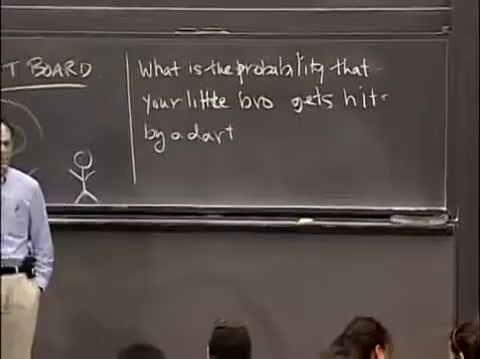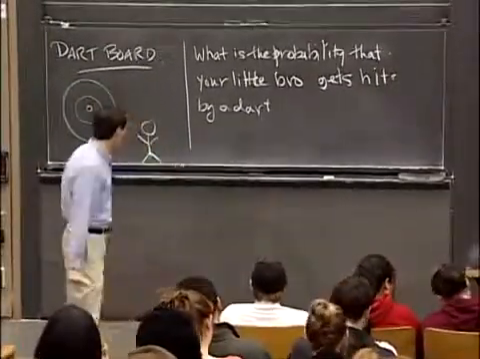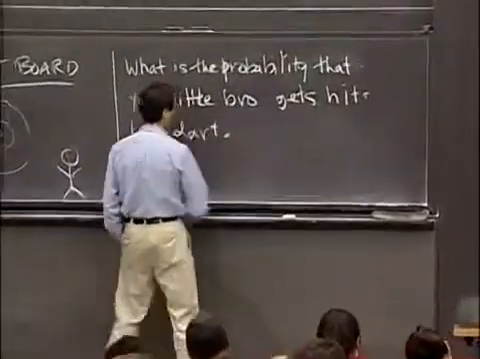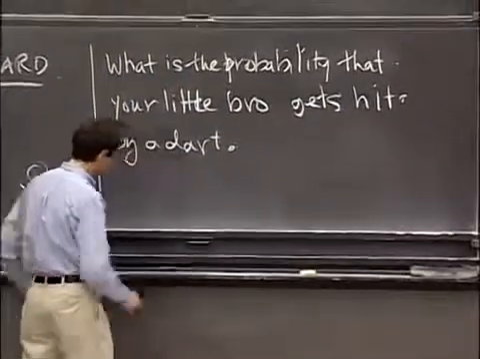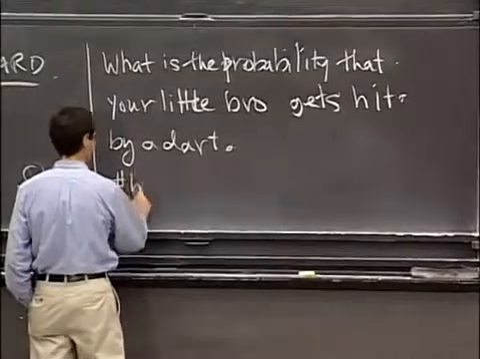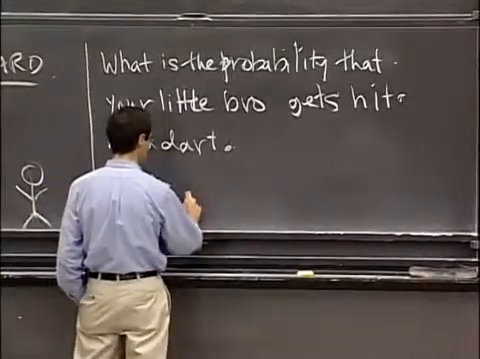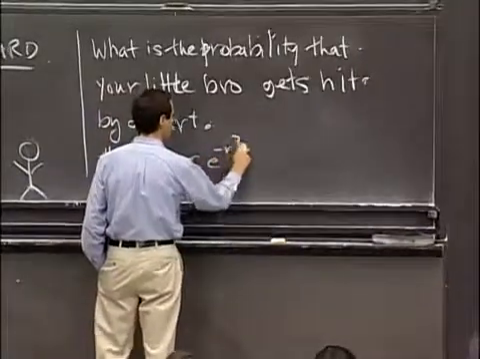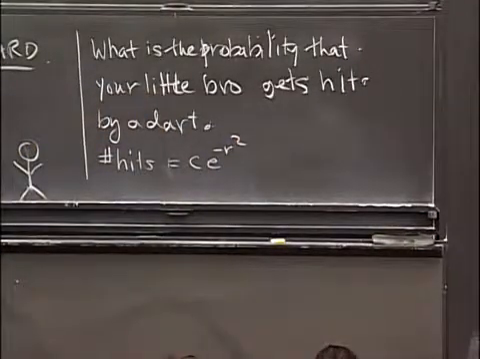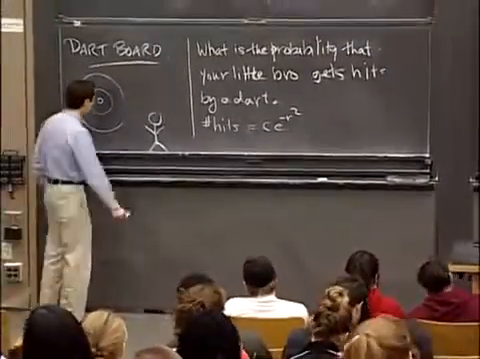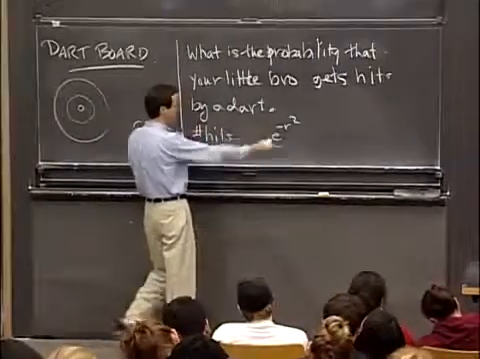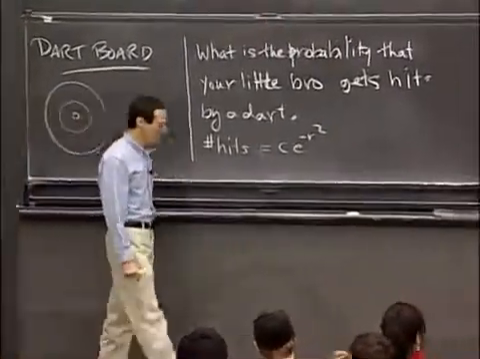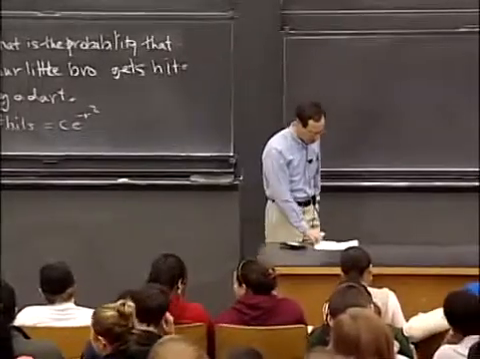Now, we have to put some assumptions into this problem in order to make it a math problem, and I'm really going to try to make them pretty realistic assumptions. The first assumption is that the number of hits is proportional to something like some constant times e to the minus r squared. That's actually a kind of normal distribution, the bell curve, but as a function of the radius. This is the assumption that I'm going to make in this problem.